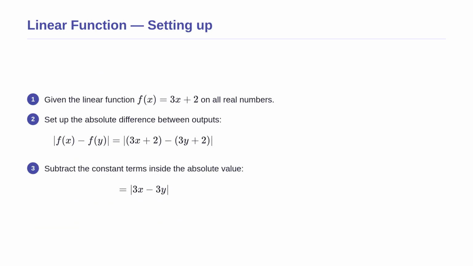Now that we have our Lipschitz formula, let us see it in action with a concrete example. We are given the linear function f of x equals 3x plus 2, and our domain is the set of all real numbers from negative infinity to positive infinity. We need to prove this is uniformly continuous. We start by calculating the absolute difference between the function's outputs at any two arbitrary points, x and y. Substituting our function in, we get the absolute value of 3x plus 2 minus the quantity 3y plus 2. The positive 2 and negative 2 cancel out completely, leaving us with the absolute value of 3x minus 3y.